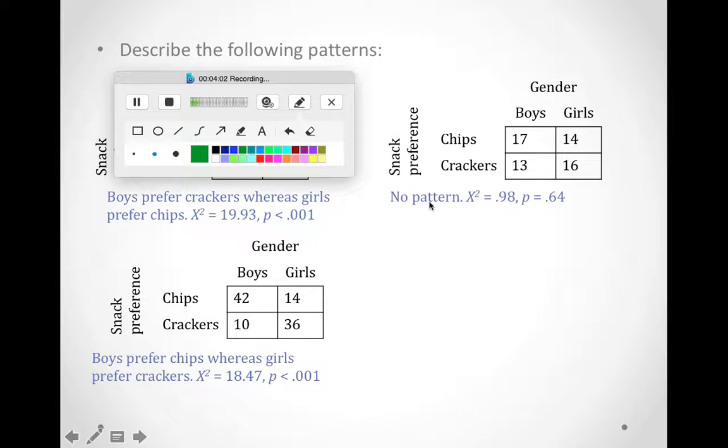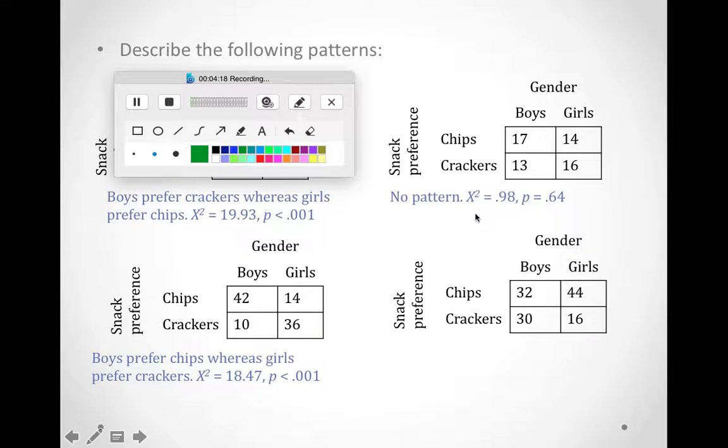So let's look at the chi-squared. There's really no pattern here. Slight pattern, if anything, and it was confirmed that there was no pattern by a p-value of greater than 0.05, as a p-value of 0.64 is nowhere near significance. Let's go to the next one.